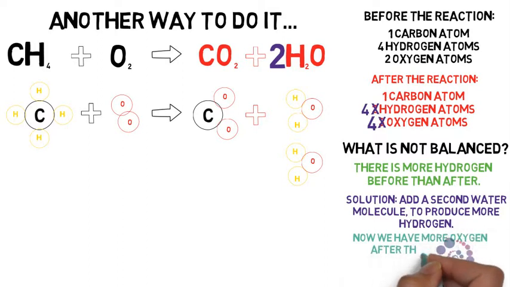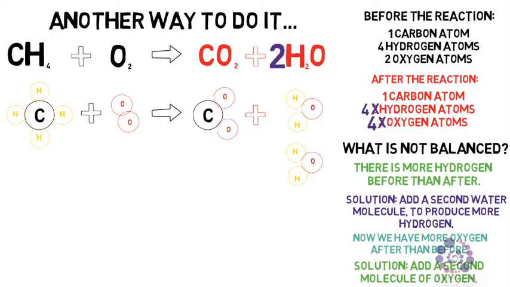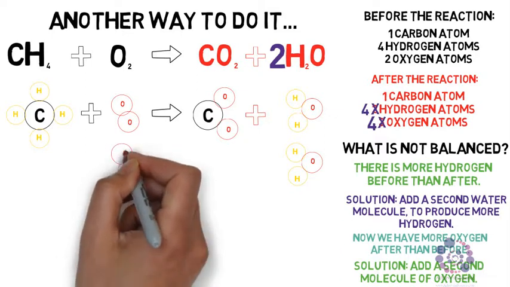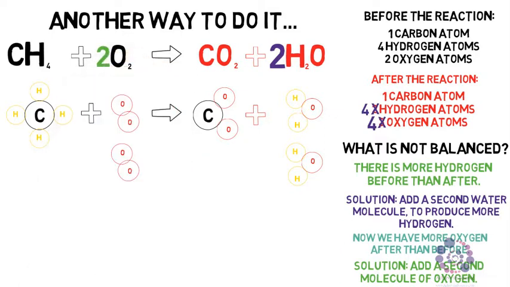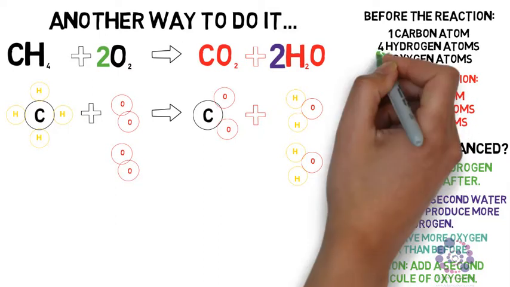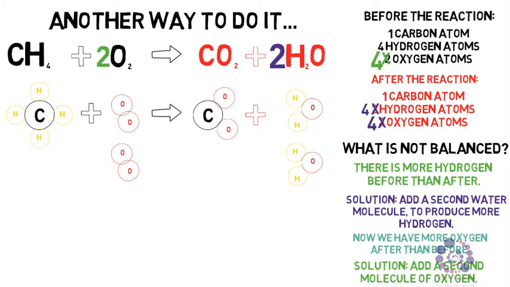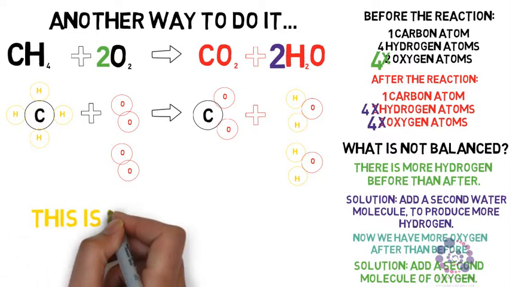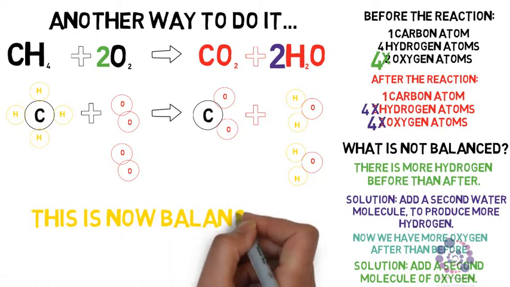Again, if we look at the reactants, we can see that the only way of adding more oxygen would be to create another oxygen molecule. So we can draw this in. An oxygen molecule is made up of two oxygen atoms. So we can draw these in. And again, go back to the equation afterwards to write in that we've got two oxygen molecules. Now if we count everything up, we've now got 4 oxygen atoms before and 4 after. And now we say this is a balanced symbol equation.